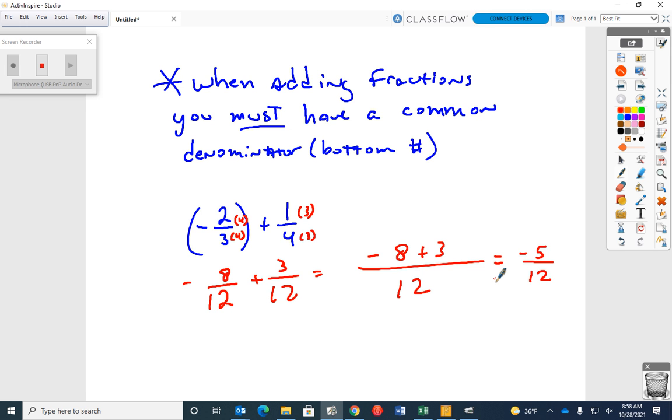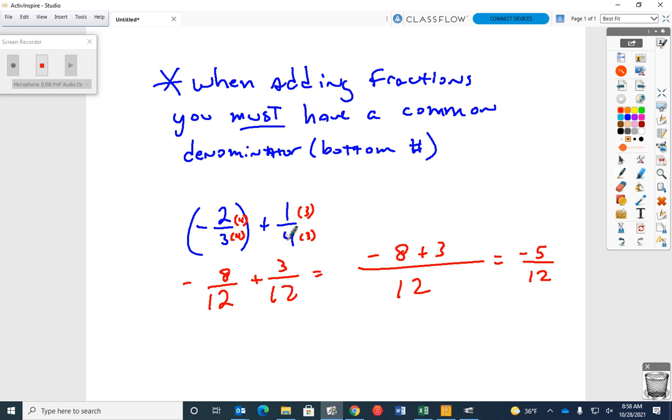Yes, could you explain how you got the 3? So I did 4 times 3 is 12, and 1 times 3 is 3. Oh, okay. So when you're adding, do you have to multiply it by the bottom number of the other fraction? Whatever you do to that bottom number to get to the common denominator, you have to do to the top. Okay? Did that kind of make sense?